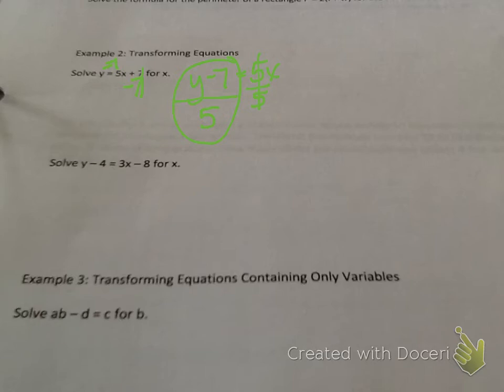On the next one, we're solving for x, so we'd want to add 8. Now, on this one, we can combine negative 4 plus 8, and that gives us y plus 4 equals 3x. But then we divide by 3, divide the whole thing by 3. So if you can combine like terms, you should combine like terms. Otherwise, it's not the simplest form of the equation.